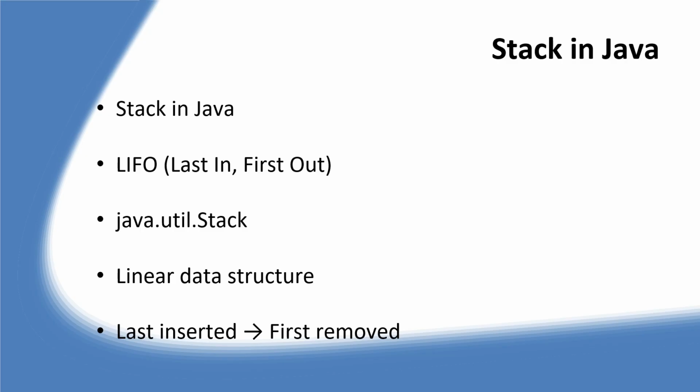A stack is a linear data structure. Stack is a linear data structure that follows the last in first out principle. So it is a linear data structure which follows the LIFO principle, last in first out. Okay, what does it mean, last in first out?